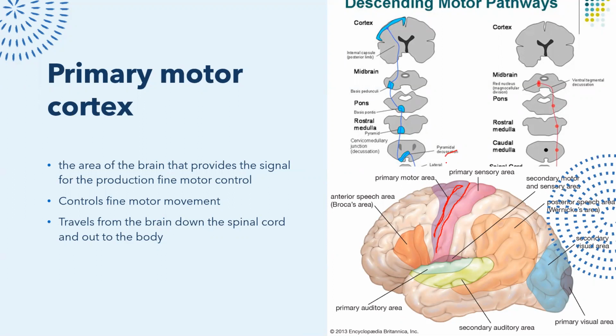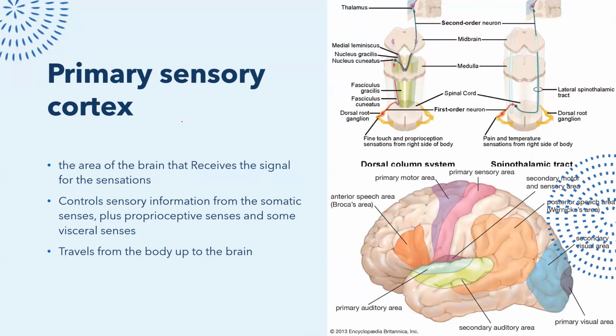So all fine movement starts off here. When we have fine movement, this is all movement we can control. Organ movement's a bit different. Up next, we have the sensory cortex, which is right behind the central sulcus and behind the motor. And what happens here is the sensations happen in our hands or feet and then travel up the spinal cord into the primary sensory area.